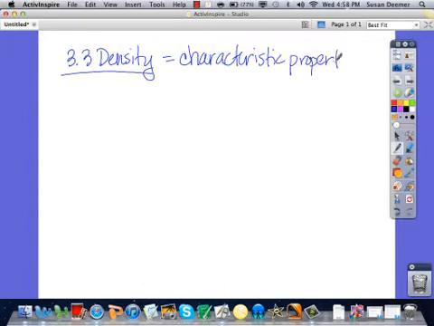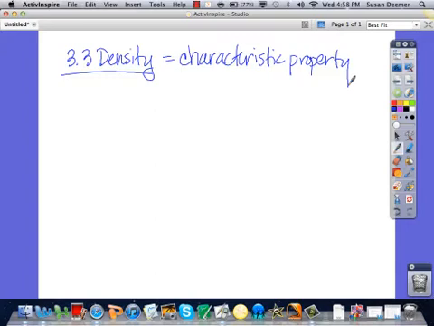Characteristic properties are properties that we can use to help identify things, just like we do with a person's social security number. They're unique to that specific individual. So density is a characteristic property of substances that you can write chemical formulas for.